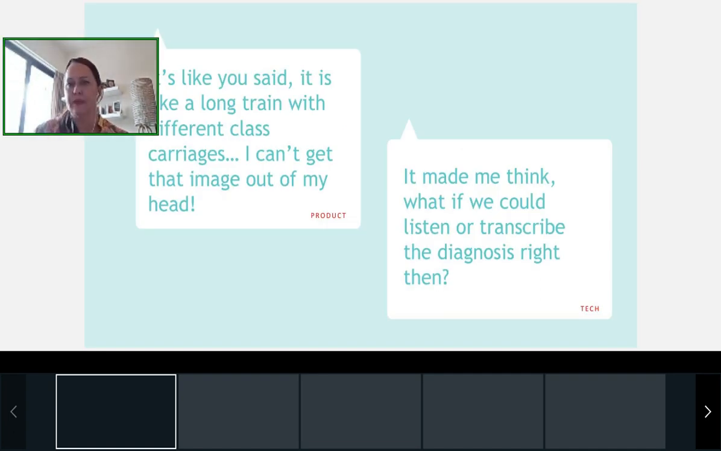As an example, we've had people come back to us and say, I still remember that presentation that you made months ago. It's like you said, it's a long train. I can't get that image out of my head. Or after you shared what you did around that particular topic, it made me think, what if we could listen or transcribe the diagnosis right then? So we've got tech, product, marketing, all of our colleagues in different areas latching onto these big ideas about how things could be different in the future. So it's not enough just to share the consumer story. We also need to push forward and turn that into a real narrative.